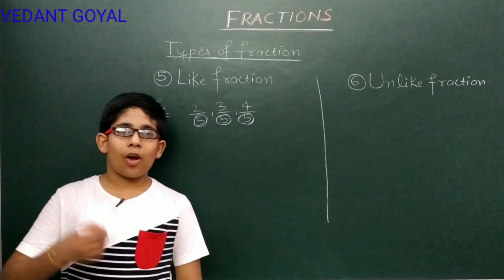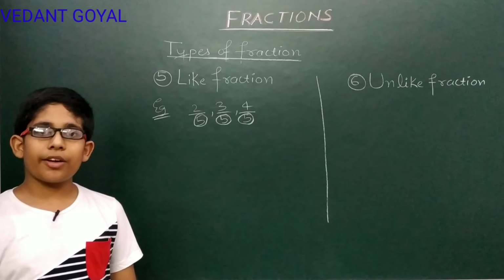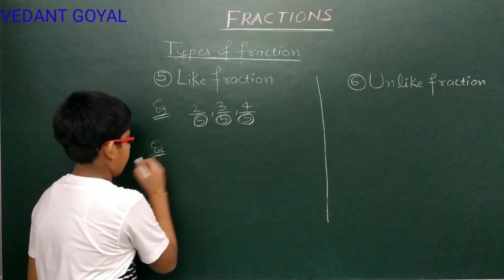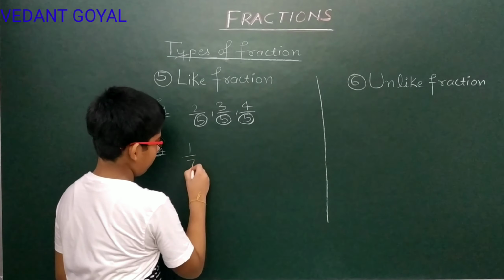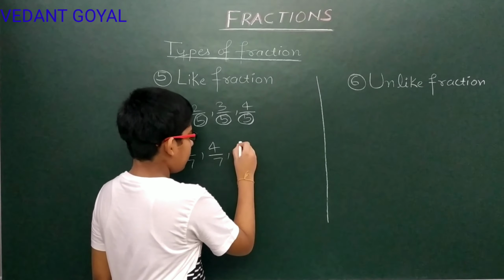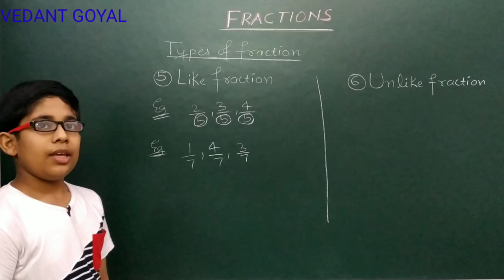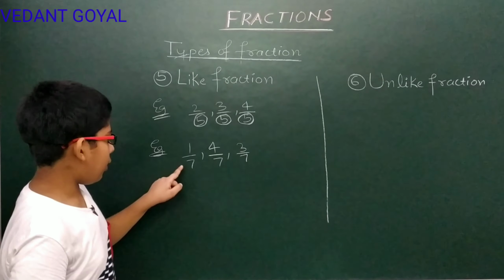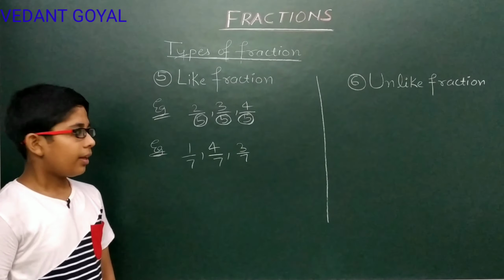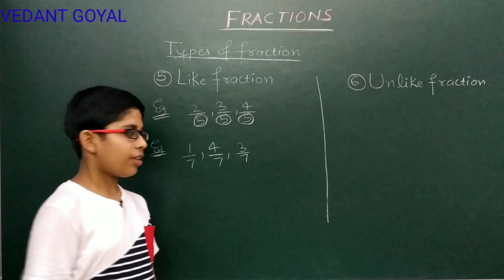Okay. Now let's take an example in which we have to check whether the given fractions are like or not. 1 by 7, 4 by 7 and 3 by 7. So in all the fractions, you have seen that the denominator is 7. So yes, this set of fractions is a like fraction.